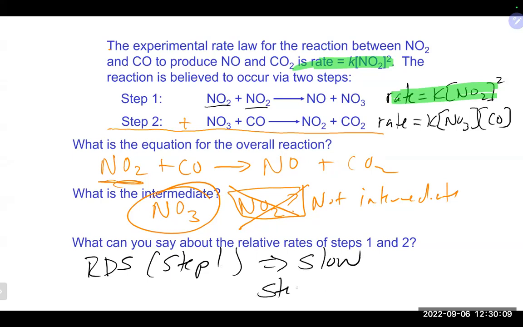Versus step number two, which should be faster than it, right? So in this particular type of mechanism problem, because we were able to match a step to the rate law that was found experimentally, we know for sure that the first step in this mechanism is the rate determining step. It is going to be the one that's really the slowest in all of the mechanism, the one that will take the most time and really determine the overall rate of that reaction that's occurring. Any questions on any of those answers? Yes.